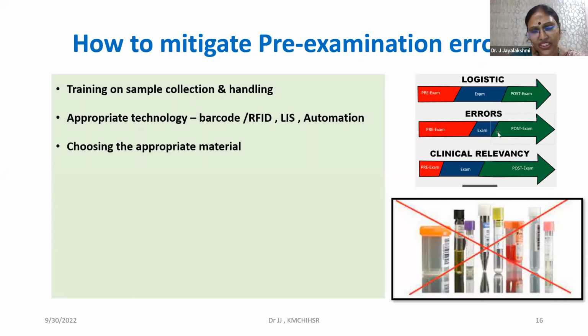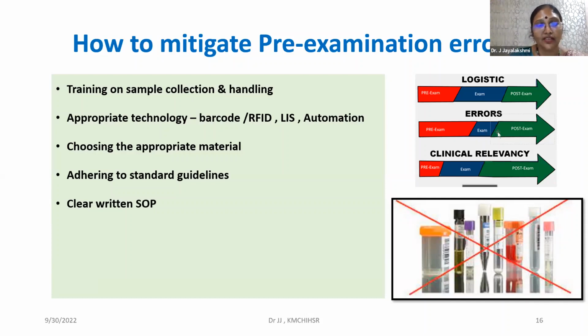Choose the appropriate material for sample collection, containers, and also for transportation. So all of this has to be done. Adhering to standard guidelines: follow what is being told to you, and training everybody to follow that is important. And of course, that has to be followed by writing a good SOP on how to do, what to do, who will do it, and all that needs to be clearly written and easy for everybody to follow in simple language. Validating the instrument or procedure that is being used.